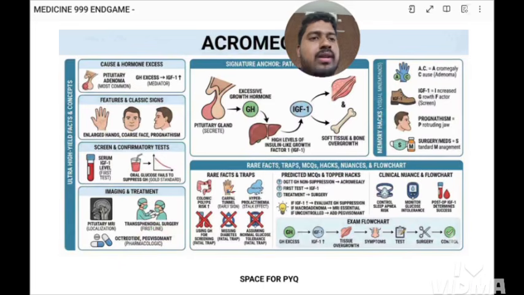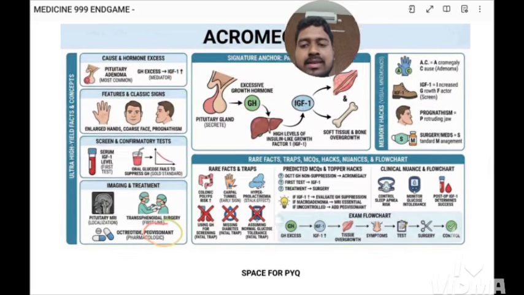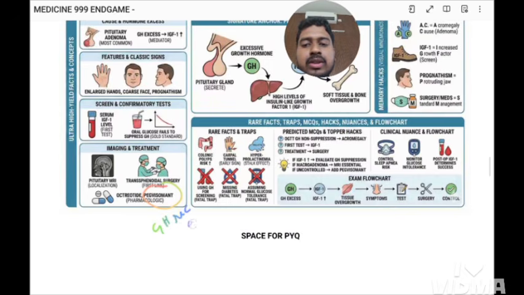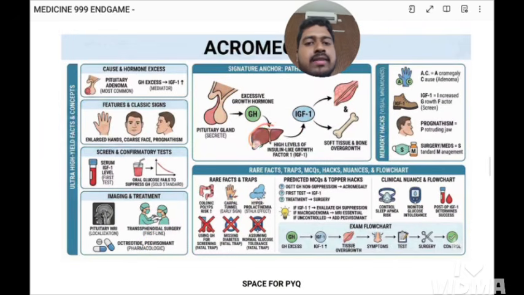And one more is pegvisomant. Pegvisomant actually is a growth hormone receptor antagonist. Okay, I told you, growth hormone sits on the liver and then it will cause IGF-1. So the receptor where it sits, that receptor antagonist is pegvisomant, and it will decrease the level of IGF-1. So there will be symptomatic improvement.